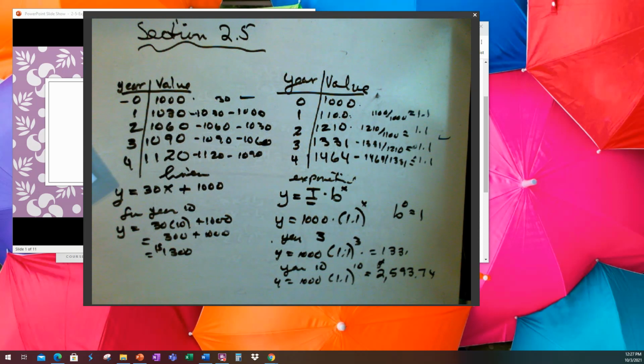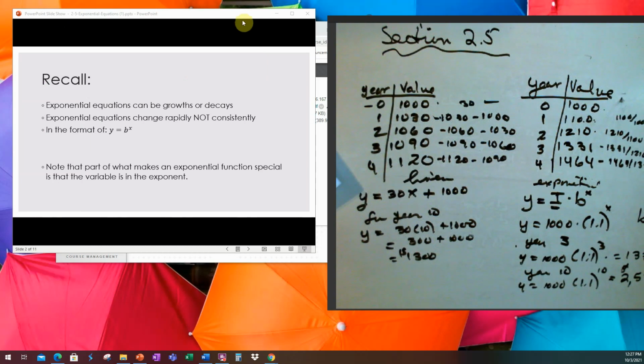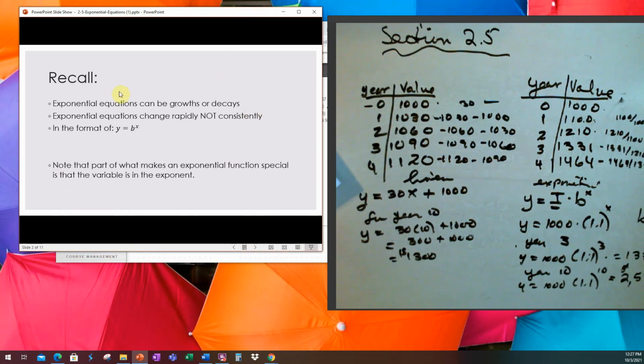Now let's go through the slides and see what else we can pick up on. Recall that exponential equations can grow or decay. So I could have done this with values getting smaller and smaller, but when I do the division, it would still be the same form as an exponential. The number would be different, but it would still be an exponential.